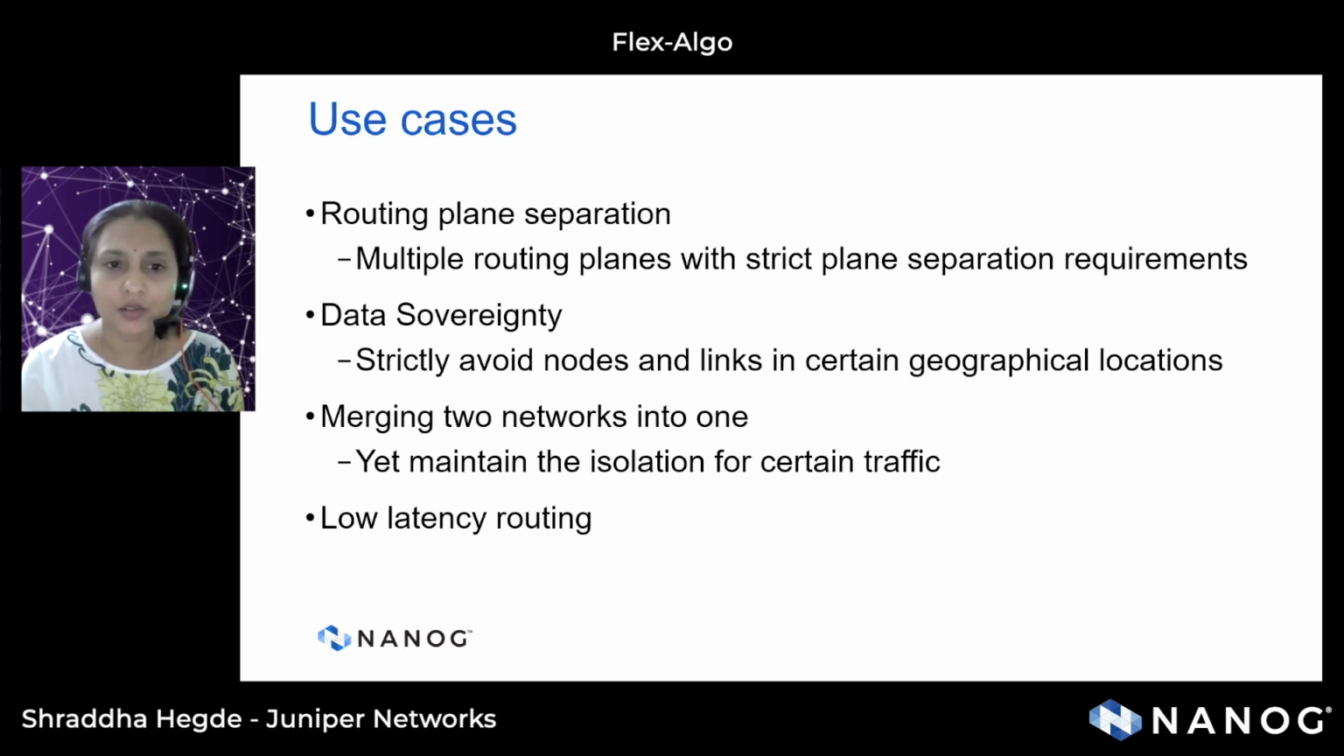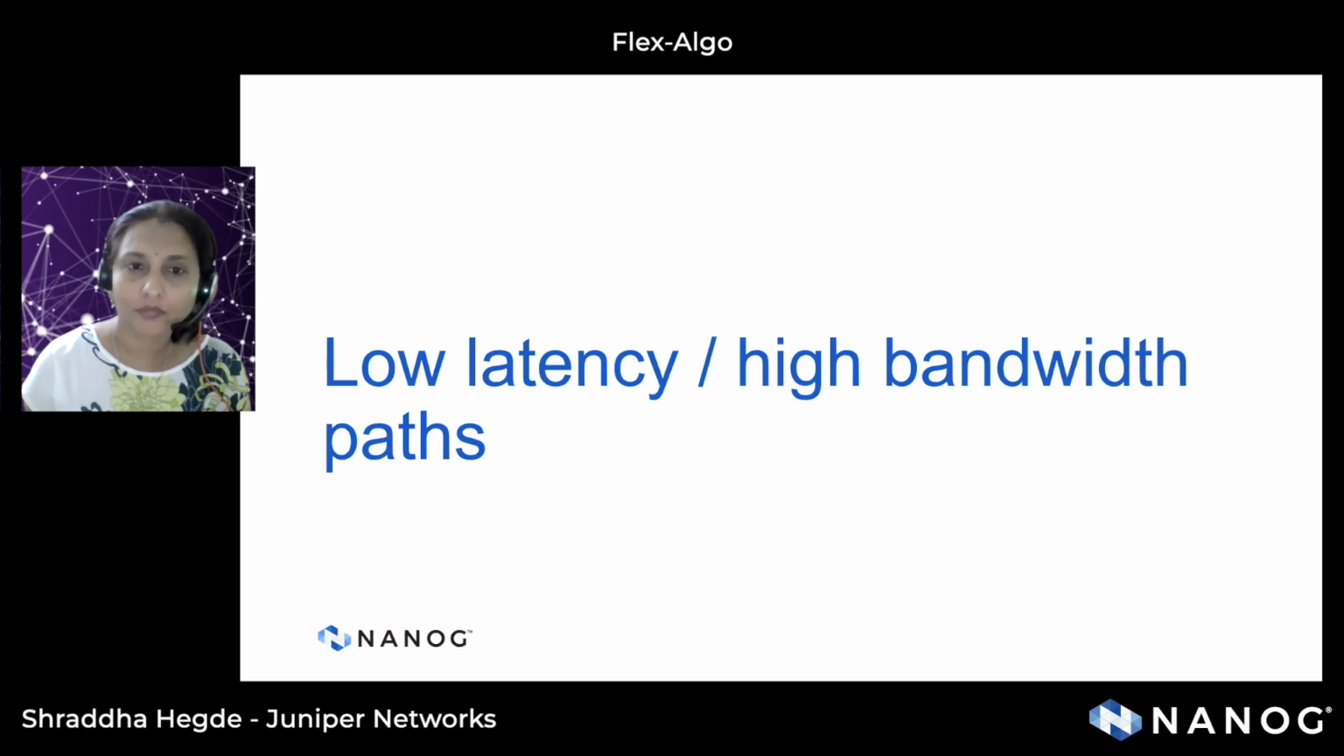Another interesting use case is low latency routing. For certain traffic, you may want to use low latency routing, and for certain other traffic, the normal low cost routing. The low latency routing can be in a FlexAlgo that uses the latency metric to calculate the path, and so gives you an end-to-end low latency path. So let's go over some use cases and then see some examples of how FlexAlgo is defined, and how FlexAlgo works for these use cases.